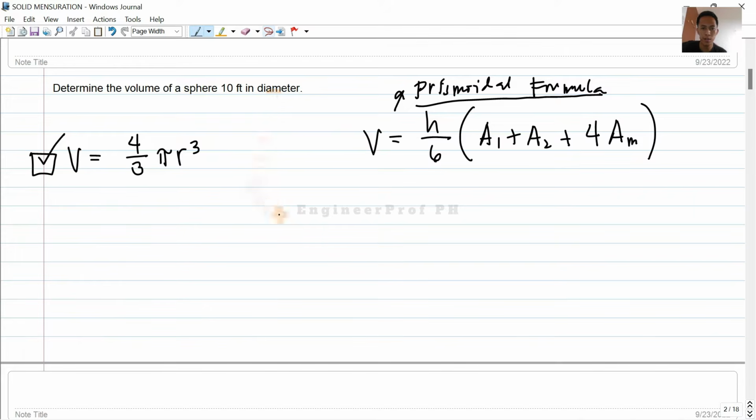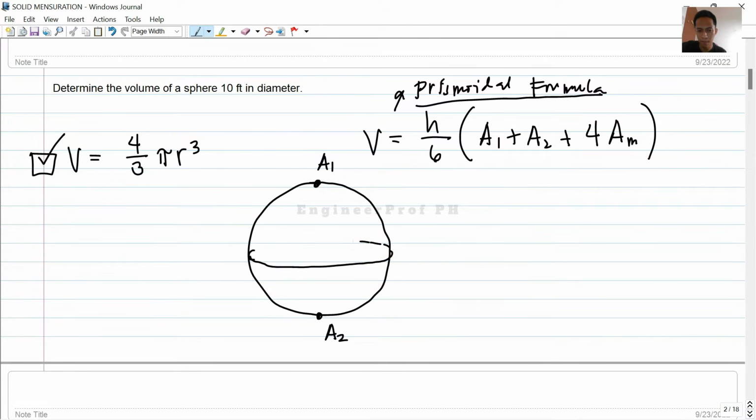Using the prismoidal formula, let's draw the sphere. This is our area 1, and the area at the bottom should be area 2. And the area at midsection is this area here. Of course, if this is D, this is the diameter. The height at the midsection is r, right? The radius. So twice the radius is your diameter. So this is area 1, and the area at midsection, A sub m, is this one in the middle.